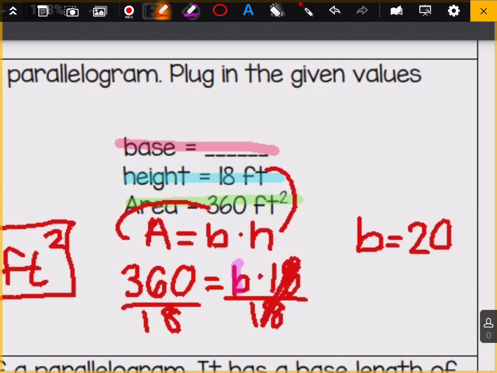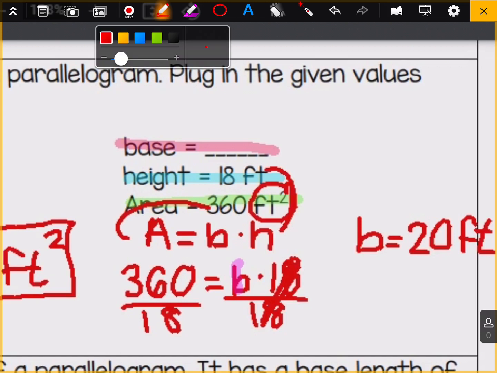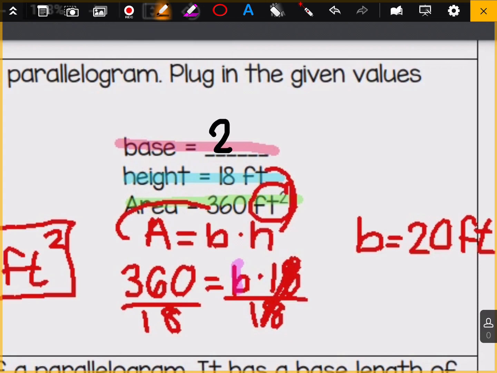This measurement will be measured in feet because the area already had the feet squared. We took away one of those feet, we were finding it, so that's why this one doesn't have a square, it's just a length. So up here in this base section, you're going to write 20 feet. If I wanted to go ahead and double check this, I would multiply the base that I found, 20, by 18 to make sure that that gave me 360, which it does.